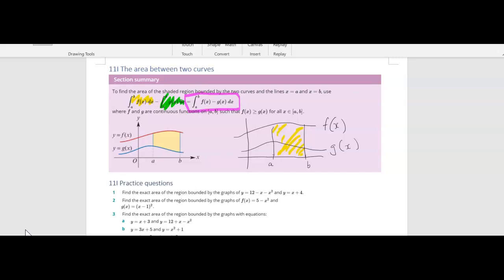Hi everyone, in this video we're going to go through 11i, the area between two curves.